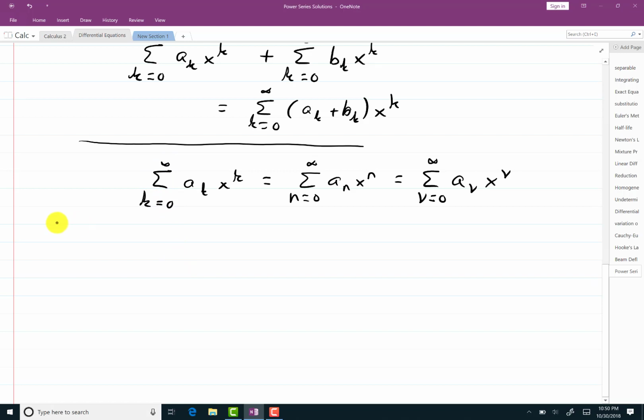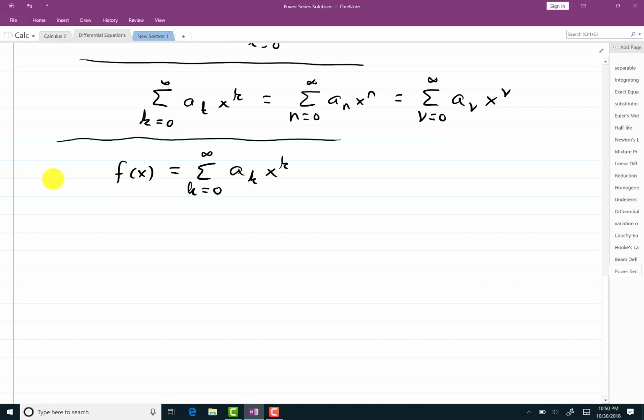Now, let's get started with doing some derivatives and whatnot. Suppose I have a function, f of x equals the summation k equals 0 to infinity a sub k x to the k. Now, if you wrote it out in longhand, you would have a sub 0 x to the 0 plus a sub 1 x to the 1 plus a sub 2 x squared plus a sub 3 x cubed plus a sub 4 x to the 4th, and that goes on forever.